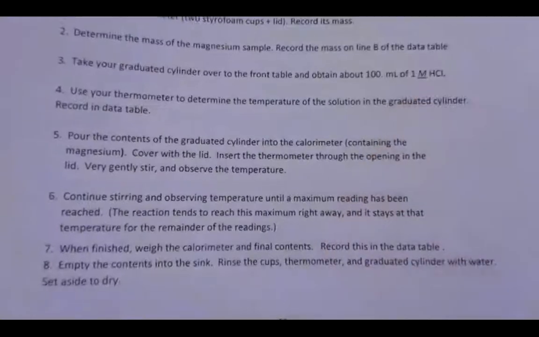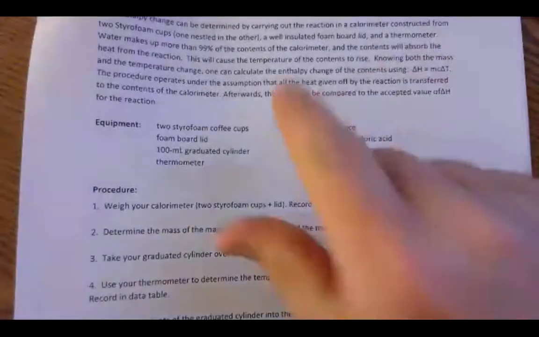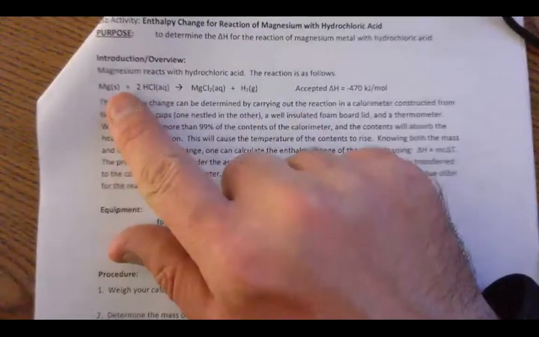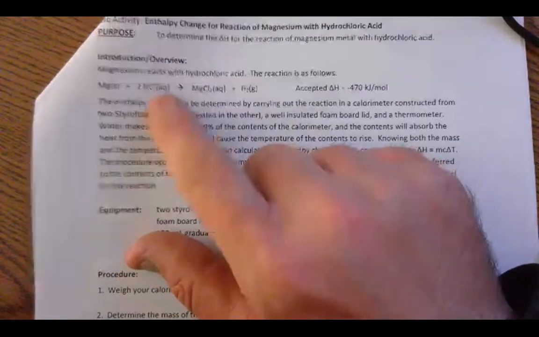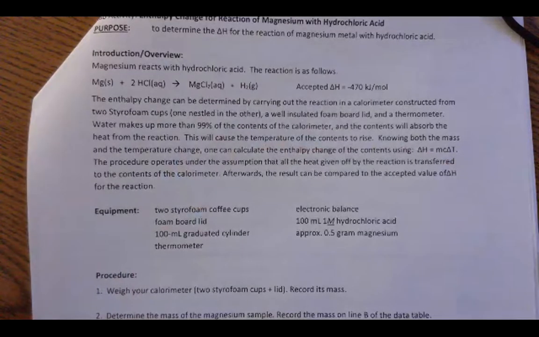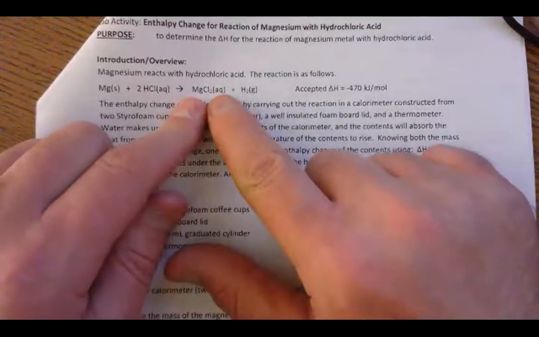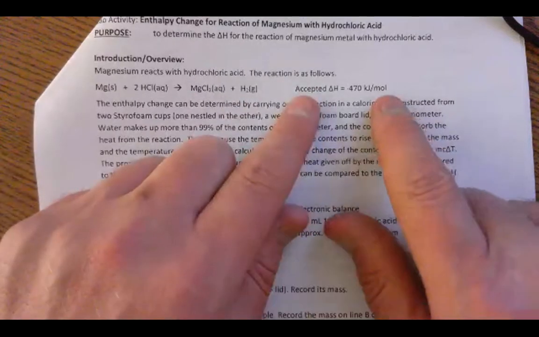Now this is the cool thing. My red guys, this is what you want to read. This is on page 23. So basically what you're going to do is you're going to take solid magnesium and you're going to mix it with hydrochloric acid. We're going to use enough hydrochloric acid that it is in excess. But when magnesium reacts with hydrochloric acid, it produces magnesium chloride, hydrogen gas, and energy.